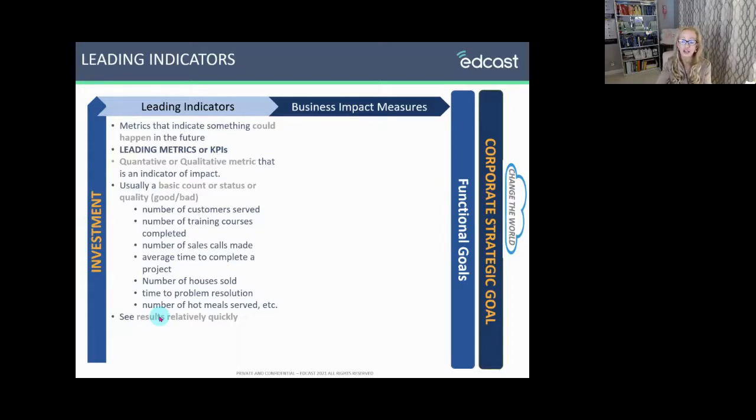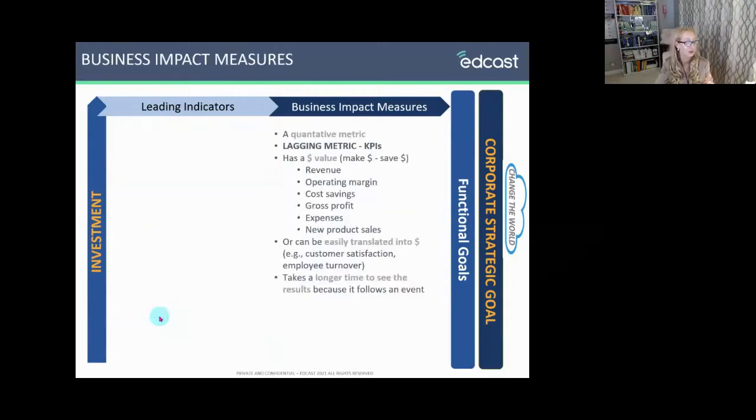Okay, so we've got these indicators to business impact. So what is a business impact metric? To me, a business impact metric is a quantitative metric. It's also called a lagging metric, right? It lags behind in time. Some people call it KPIs. When somebody says KPIs, it's broader. It can be leading metrics, lagging metrics, leading indicators, business impact measures. So KPIs are broad. I bucket them in my head around leading indicators or business impact measures.